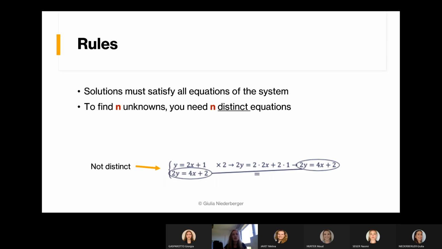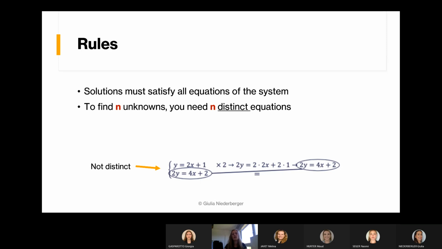Then to systems of equations, first to the rules. So to find a certain amount of unknowns, you need to have the same amount of equations. So if you have 3 unknowns, for example, in the Lagrange method, it's lambda and, for example, x and y, you need 3 equations to find all those values.